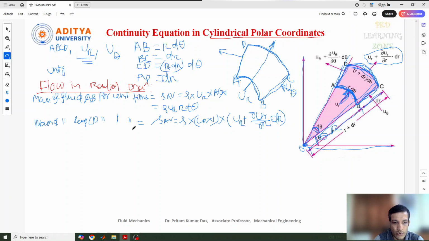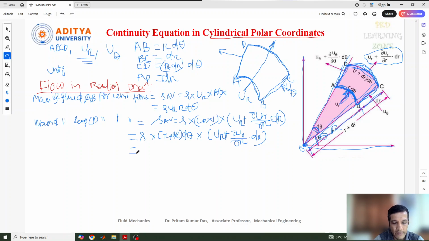Now if you resolve the mass of this fluid, we can write rho times CD. The CD value is r plus dr into d theta, so let me write that: r plus dr into d theta. This is the value of CD, and into ur plus del ur by del r into dr. This is nothing but rho into A into v, that is what I have written. For the area, I just kept the value of CD.